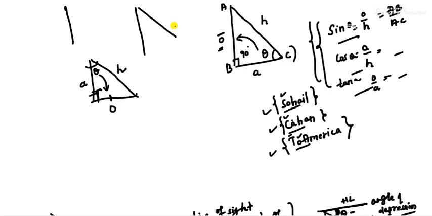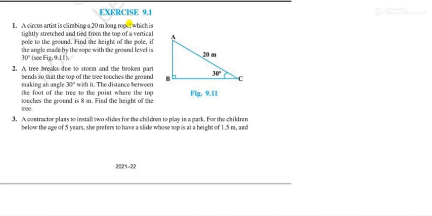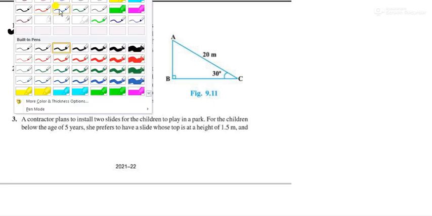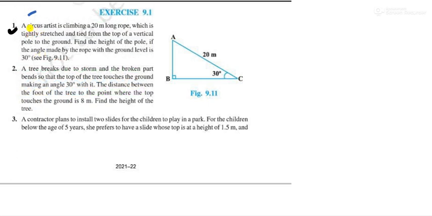So let us move to our first question. Here is your first question. You can see the question over here. A circus artist is climbing a 20-meter long rope, which is tightly stretched and tied from the top of a vertical pole to the ground. Find the height of the pole if the angle made by the rope with the ground level is 30 degrees.